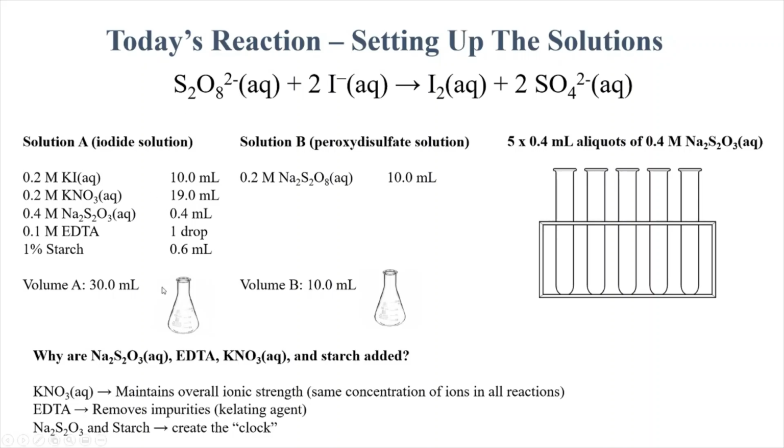But what you have to know is that in A, we have iodide, in B, we have peroxydisulfate, and then the clock is going to be formed by the sodium thiosulfate and the starch. So let's take a look at what that does.